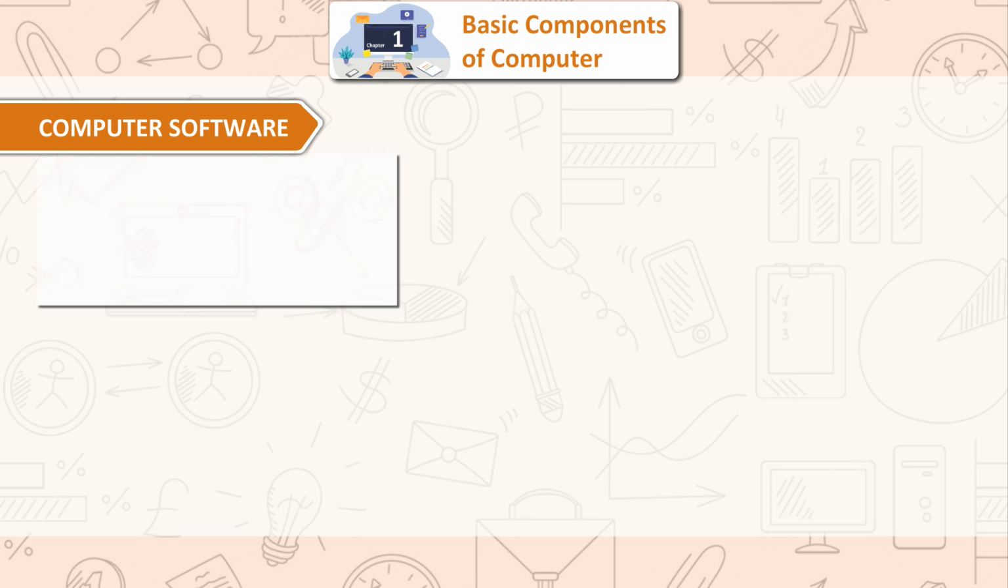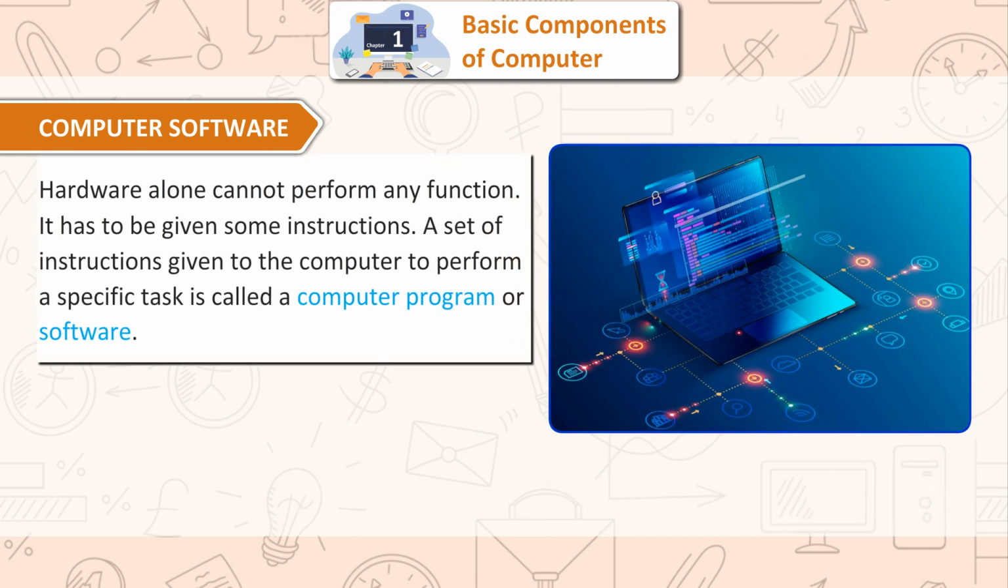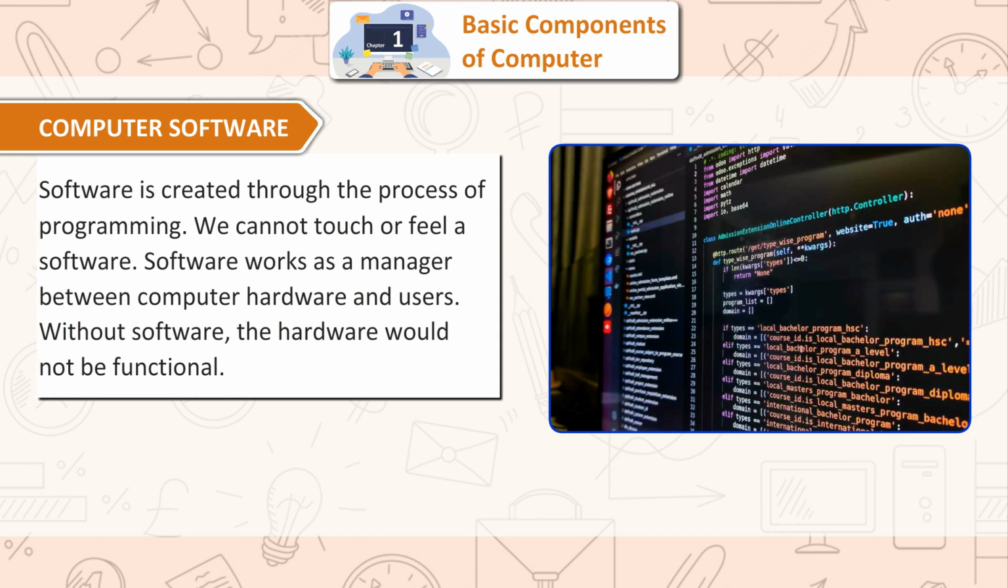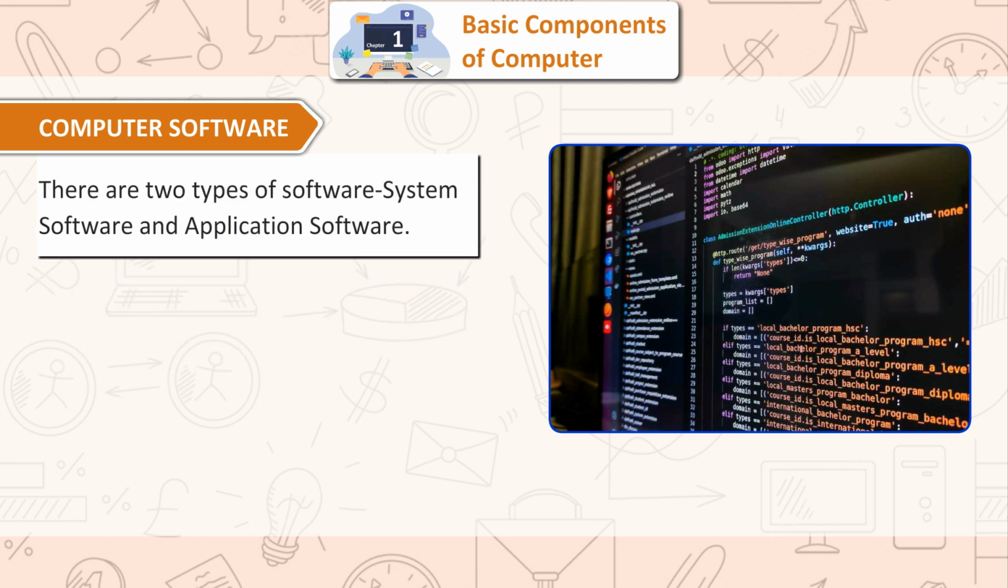Computer software. Hardware alone cannot perform any function. It has to be given some instructions. A set of instructions given to the computer to perform a specific task is called a computer program or software. Software is created through the process of programming. We cannot touch or feel a software. Software works as a manager between computer hardware and users. Without software, the hardware would not be functional. There are two types of software: system software and application software.